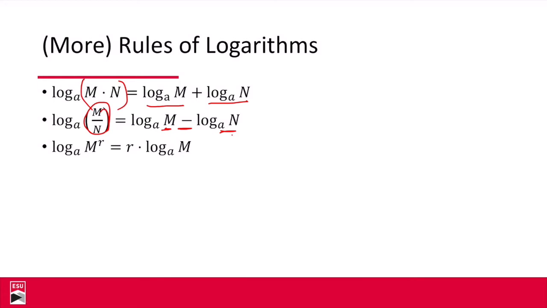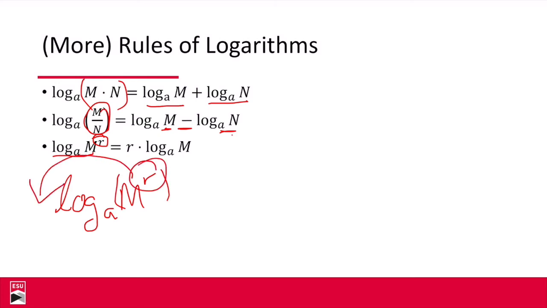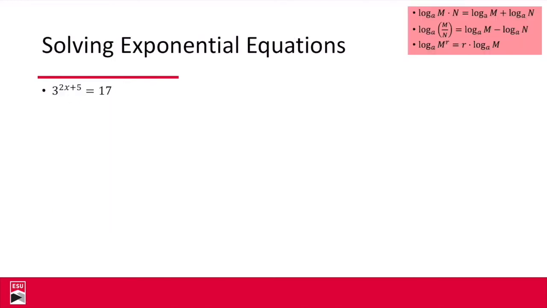And then we have our power rule. If we have log base a of m to the rth power, maybe put parentheses around that, we can essentially bring this exponent down front, and we get r times the log of that number. On the slides that come, I'm going to keep these three properties up in the right corner because we're going to use them as we solve our equations.